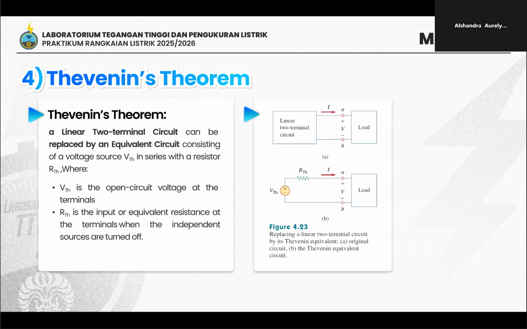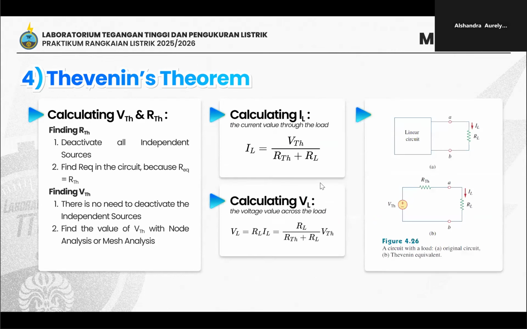Thevenin's theorem says a linear two-terminal circuit can be replaced by an equivalent circuit consisting of a voltage source, V Thevenin, in series with a resistor, where V Thevenin is the open circuit voltage at the terminals, and R Thevenin is just the input or equivalent resistance at the terminals when the independent sources are turned off. So here are the steps to finding V Thevenin and R Thevenin, which are available in this material itself.